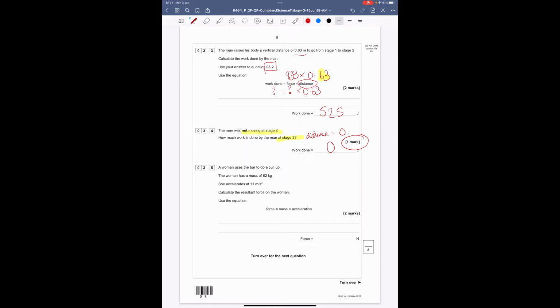Question 3.5 then. A woman uses the bar to do a pull-up. The woman has a mass of 62 kilograms. She accelerates at 11 metres per second squared. Calculate the force on the woman. It's told you the equation. Force is mass times acceleration. So it would be 62 times 11, which gives you 682 newtons. So again, 1 mark for substituting, 1 mark for calculating the correct answer.